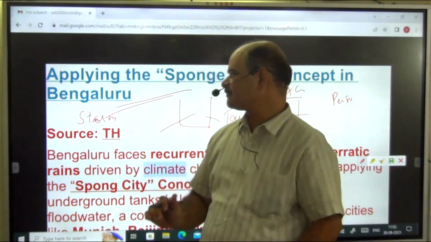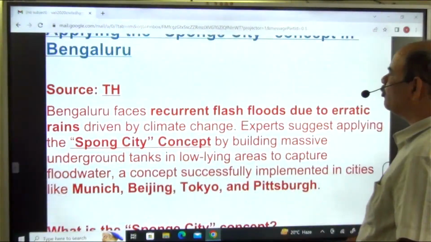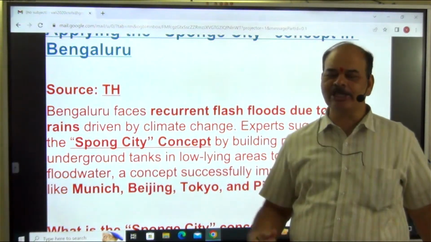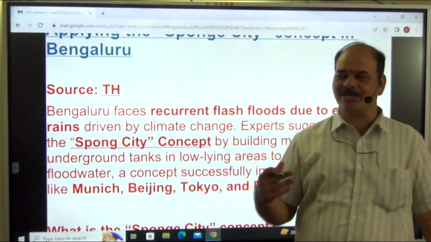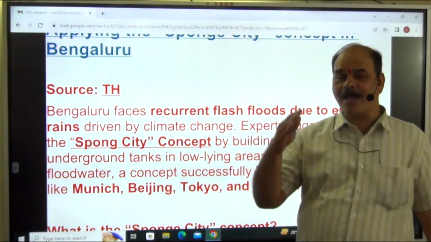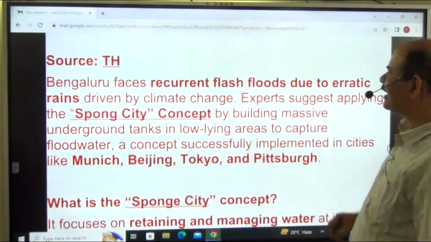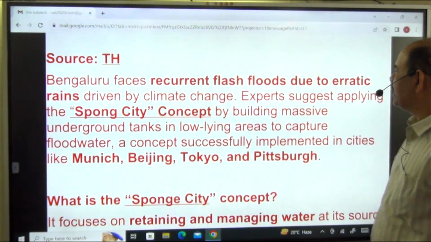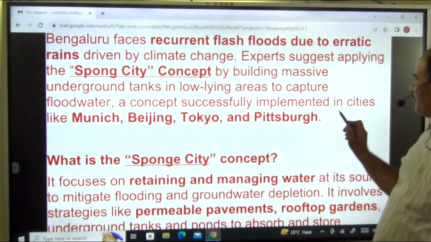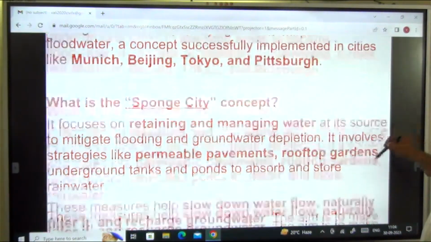Yes, so try to remember this concept. Bengaluru faces recurrent flash floods. You know the meaning of flash flood? Within a small period of time, if there occurs heavy rainfall, it will result in flash floods. And the breach of a dam in Chennai also resulted in flash floods. Due to erratic rains driven by climate change, experts suggest applying the sponge city concept, which was successfully implemented in cities like Munich, Beijing, Tokyo, and Pittsburgh.